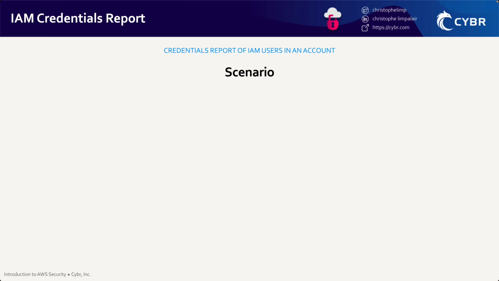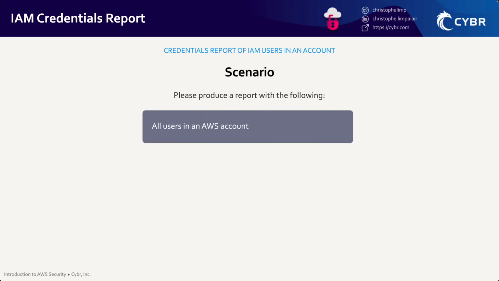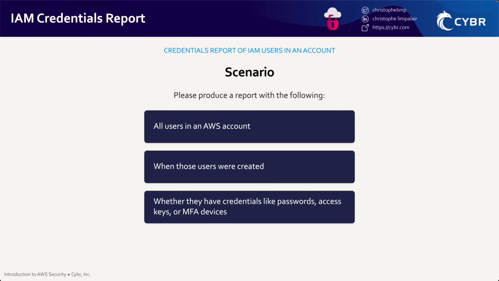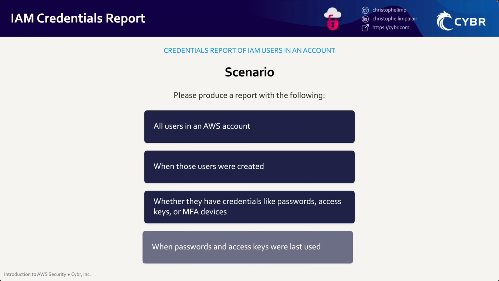Let's say that your manager comes to you and asks you to produce a report that lists the following. They want to know all users in an AWS account, when those users were created, whether they have credentials like passwords or access keys or even MFA devices, and then when the passwords and access keys were last used. So how would you go about doing that without using third-party tools?